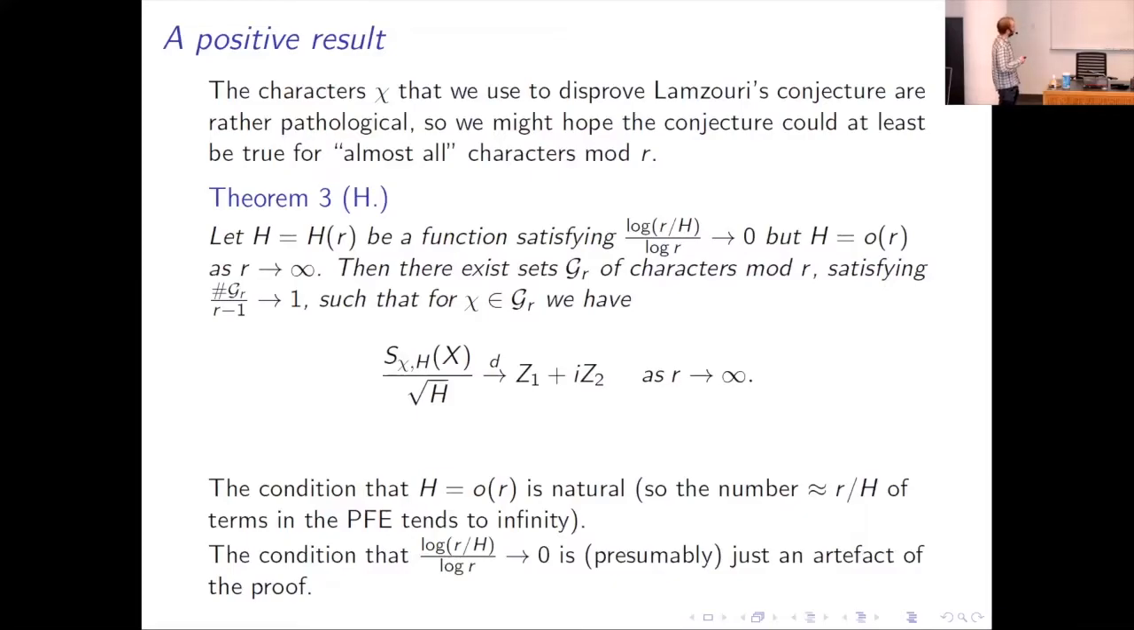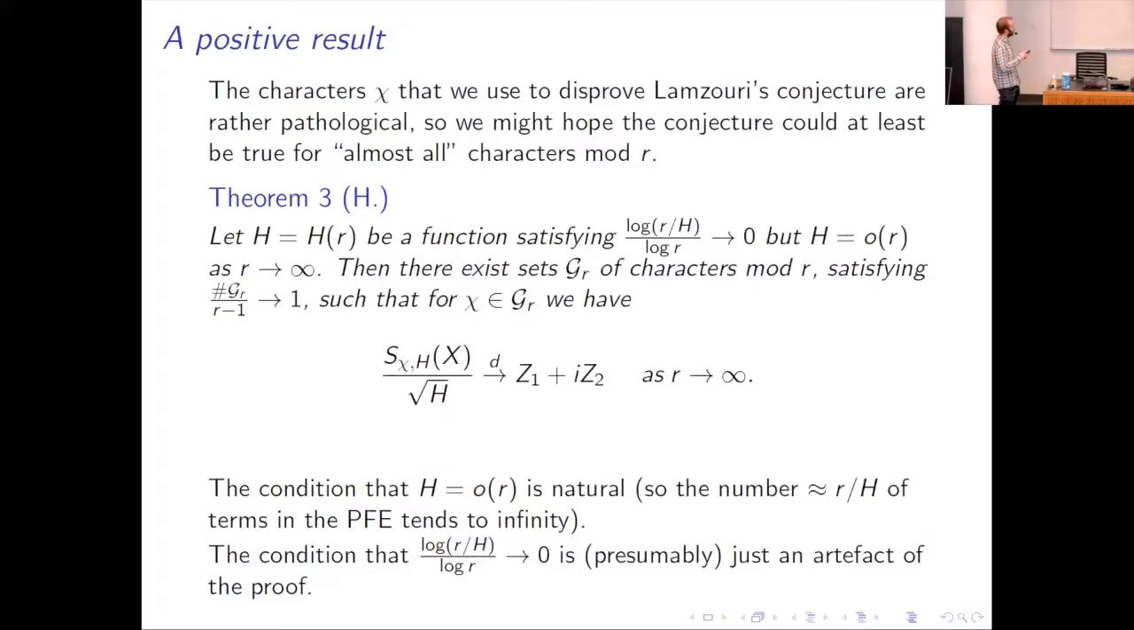And here's a theorem which says something like that. Under some conditions on H, which I'll again come back to in a second, there's a good set of characters mod R. There are a lot of characters in the good set. So most characters belong to the good set when R becomes large. And if you restrict yourself to characters from the good set, you do get convergence in distribution to the expected Gaussian. Okay, so what are the conditions on H?